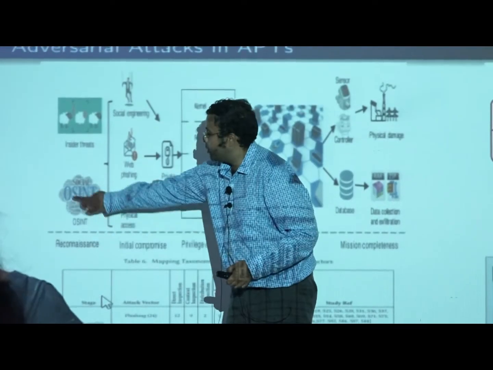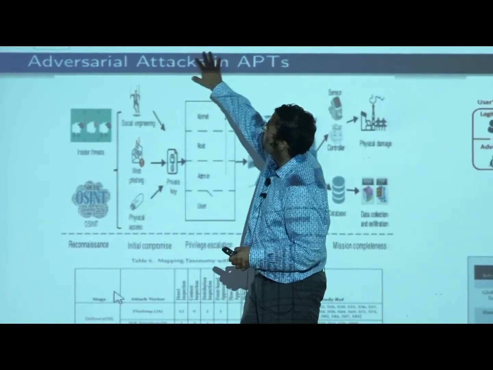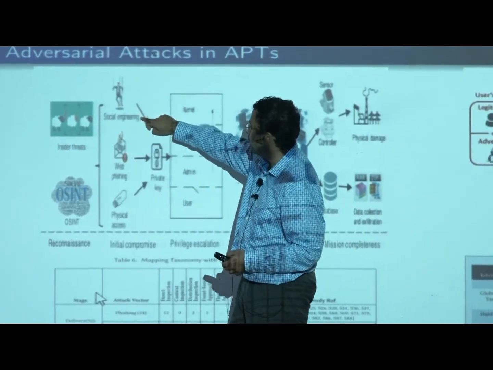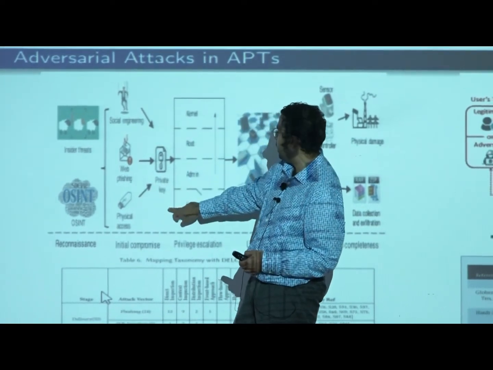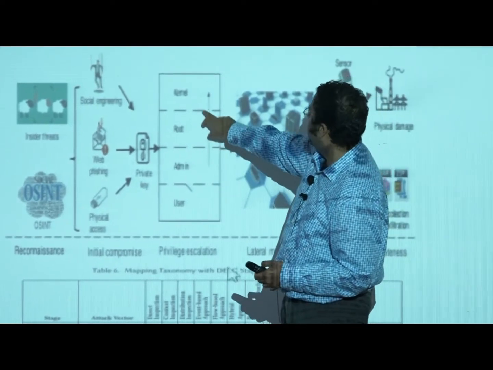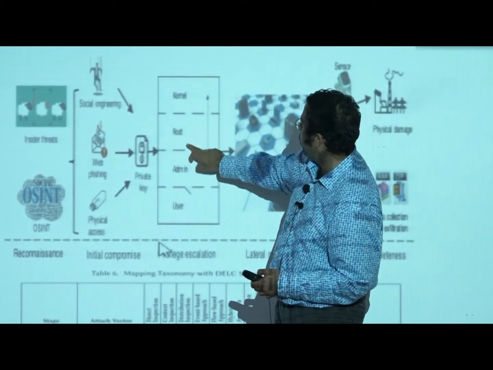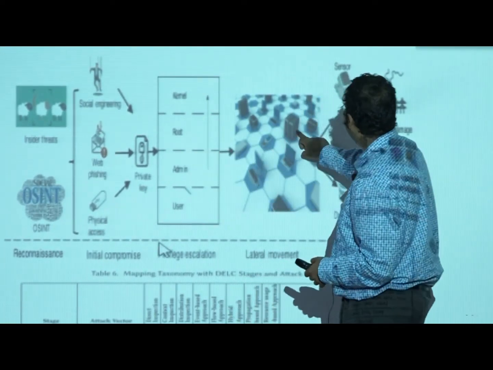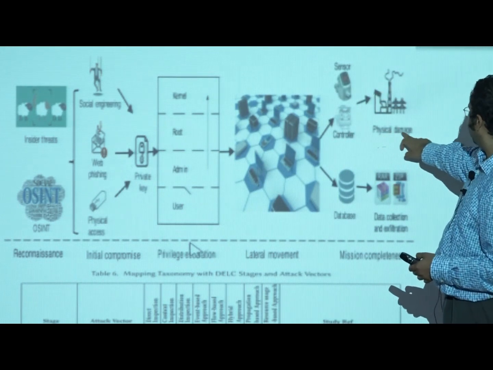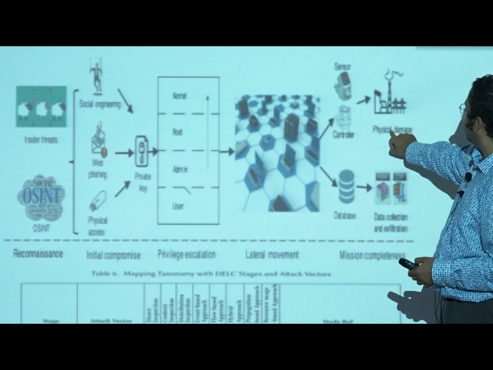So this is open source intelligence. This is advanced persistent threat. This is a hybrid scenario. Open source intelligence is being combined with social engineering, phishing, and physical access to get into the kernel or port, or as a user into a network, and then the end objective is data collection or physical damage.